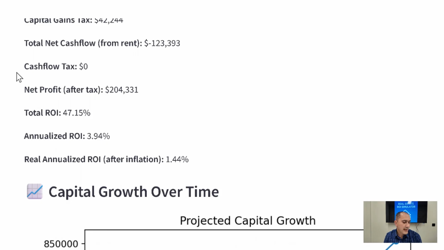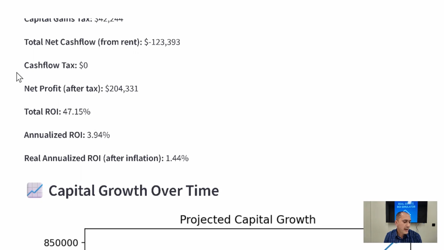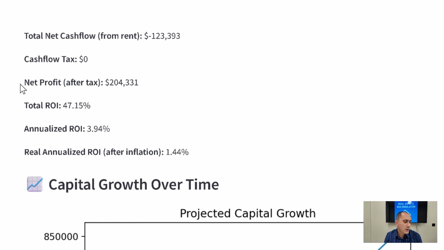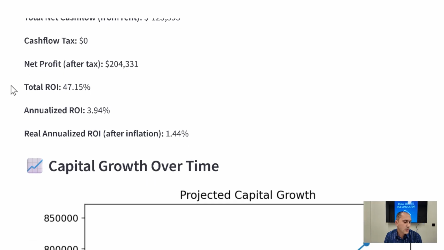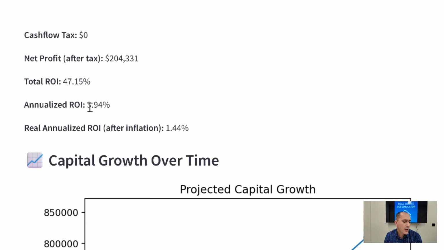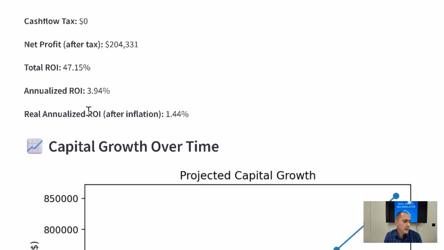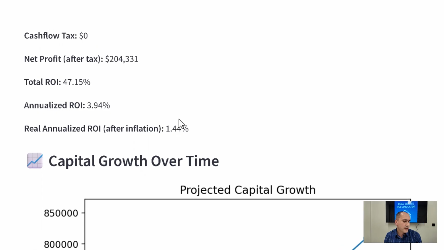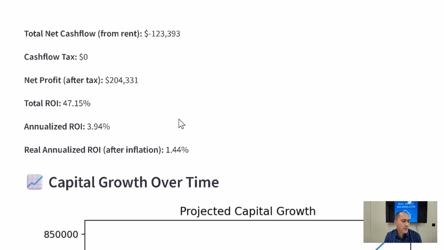The net profit is calculated and shown here, and also total return and annualized return, something that we are interested to look at, is 3.94%. And if we subtract the inflation from annualized return rate, we are left with only 1.44%, which is still not bad, maybe compared to some other options, but keeping the money in the bank would be a better option than investing in a property.